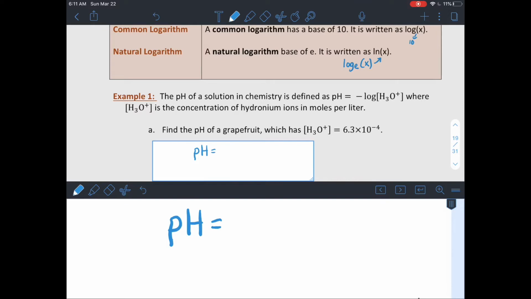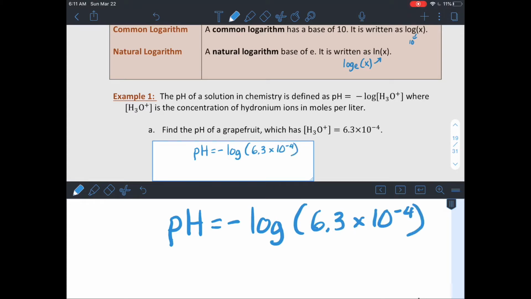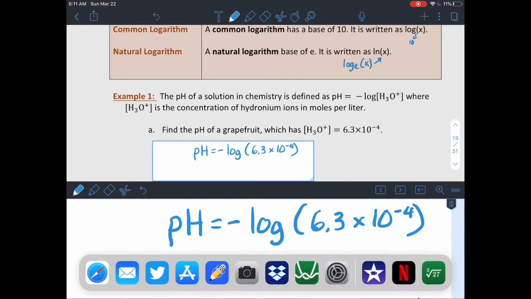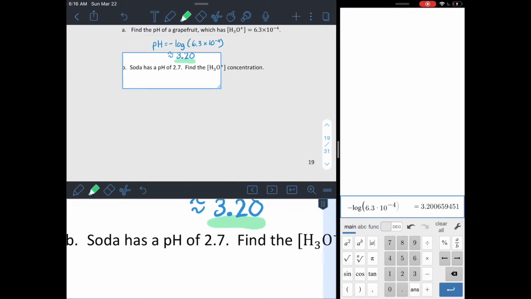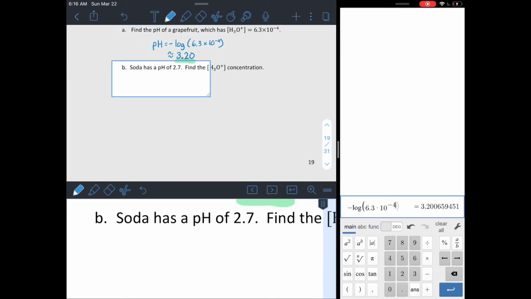So pH of a substance is an equation that is negative log of your hydronium concentration of ions. So if I want the pH of this grapefruit, I'm going to plug in my ion concentration. And then your calculator will do log base 10. It's just the regular plain old log button. So if you plug in your 6.3 times 10 to the negative fourth power, making sure you use lots of parentheses and all that, you should get approximately 3.2 for your pH.